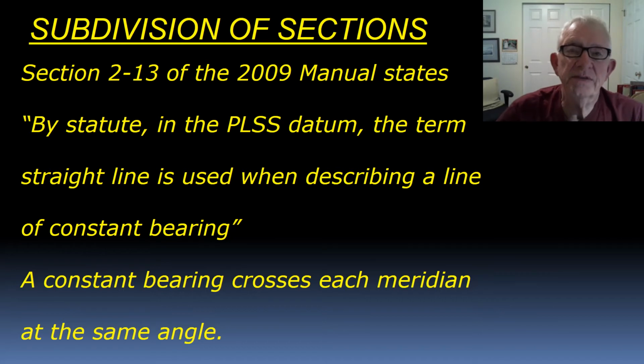Now, let's talk about the subdivision of section. First of all, you need to know that section 2-13 of the 2009 manual states, by statute, in the PLSS datum, the term straight line is used when describing a line of constant bearing. Now, a constant bearing crosses each meridian with the same angle. If you don't really understand that now, don't worry about it, because we're going to be talking about that so much, it will become second nature to you by the end of this class. That I promise.